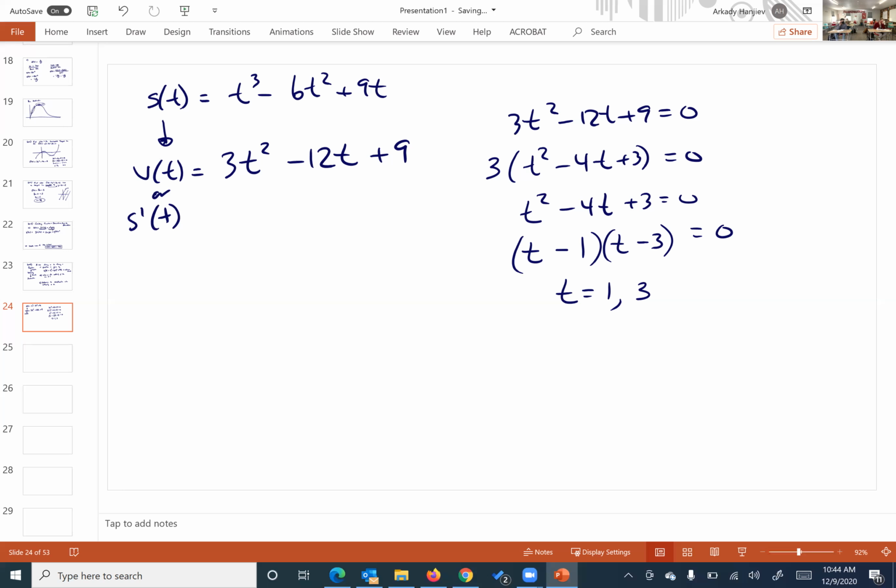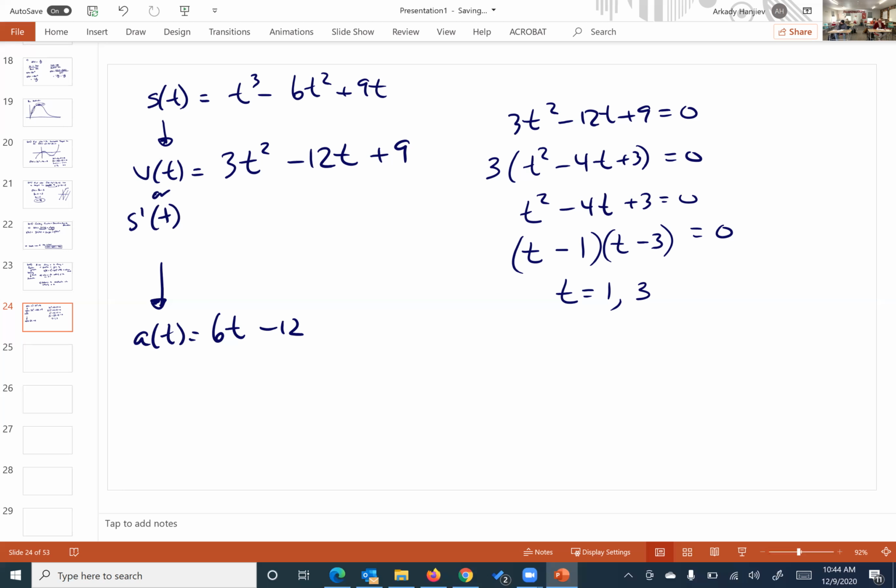Okay, so let's see what happens here. I got time is equal to 1, time is equal to 3. Let's take the next derivative. We've got about a minute left here, so let's go with it. So let's take the next derivative. That's going to get us to acceleration. And I got myself 6t minus 12. Do you agree with that?